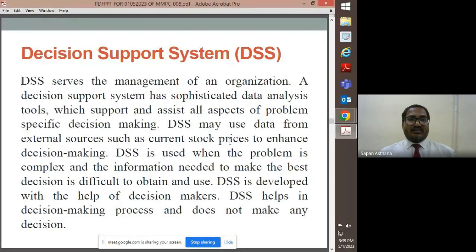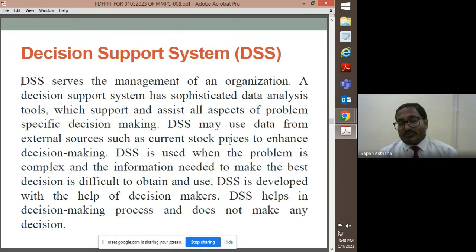Okay. Decision support system. A decision support system is very much necessary for supporting management decisions. DSS serves the management of an organization. A decision support system has a sophisticated data analysis tool which supports and assists all aspects of problem-specific decision making. DSS may use data from external sources such as current stock prices to enhance decision making. DSS is used when the problem is complex and the information needed to make the best decision is difficult to obtain and use.